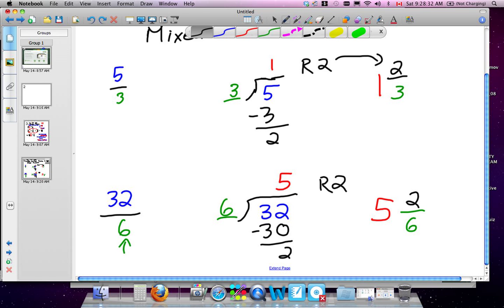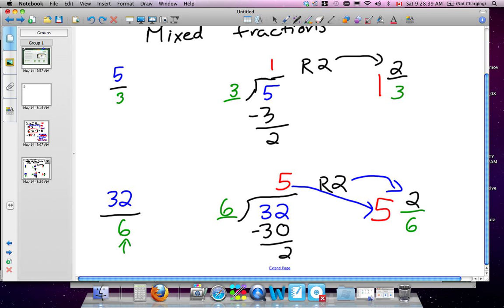So our remainder goes on top. The number we got for our answer is our new mixed number, and our denominator is what we divided by. Could you also reduce?